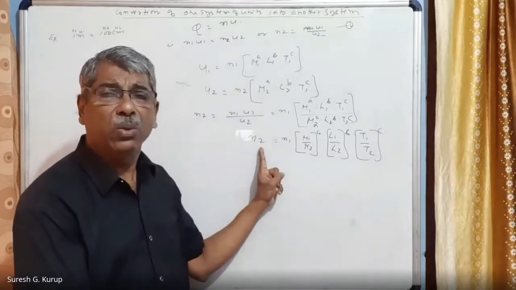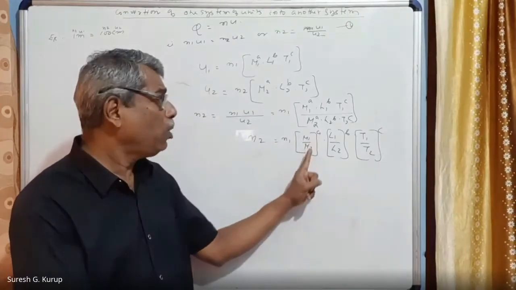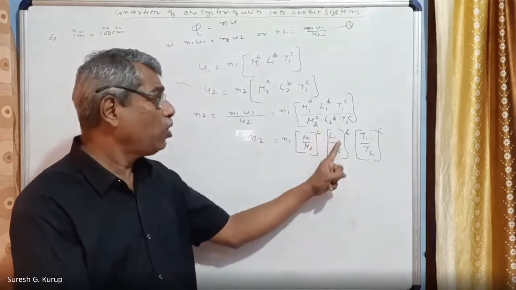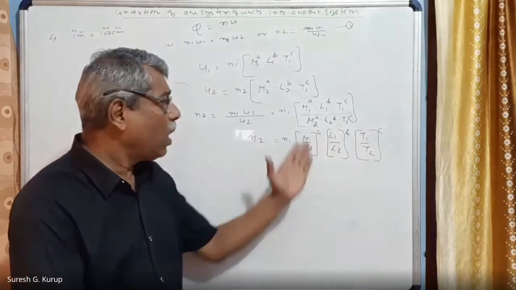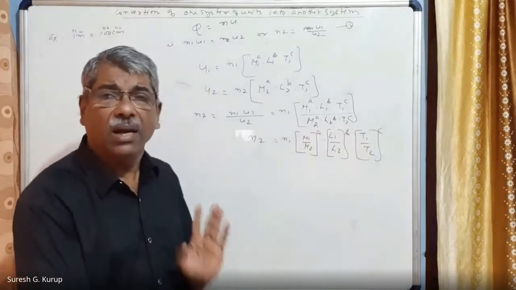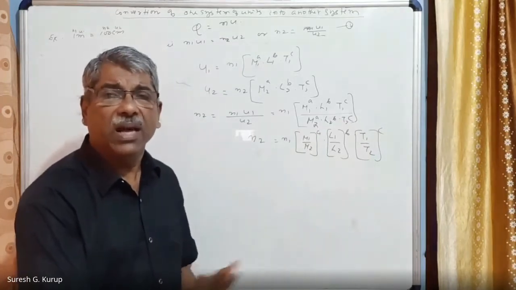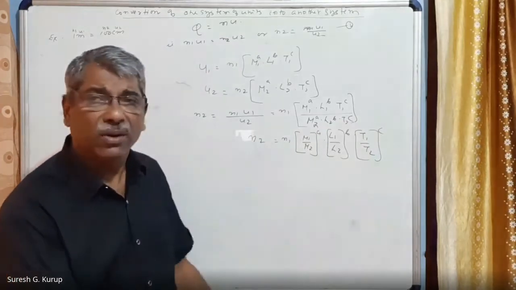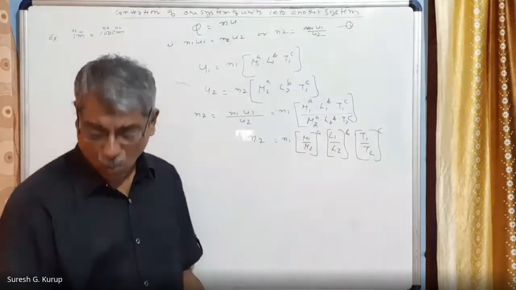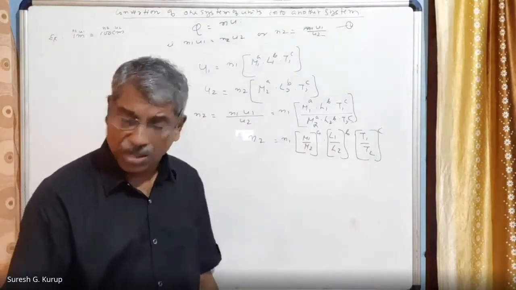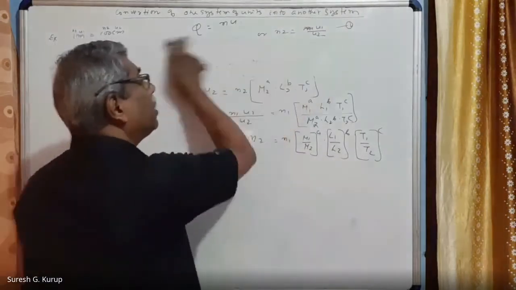N2 is equal to N1 into M1 by M2 the whole raised to a, L1 by L2 the whole raised to b, into T1 by T2 the whole raised to c. Now how a, b, c and other things are calculated, that is very, very easy, that we are coming to very soon, right? So this is how we can convert one system of unit into another system of unit. This I am removing.